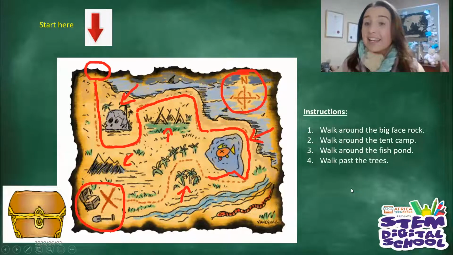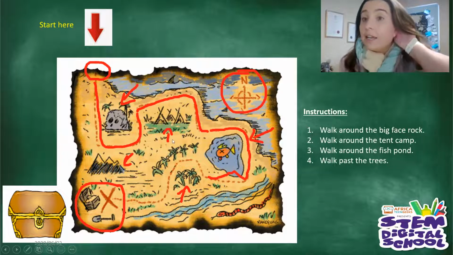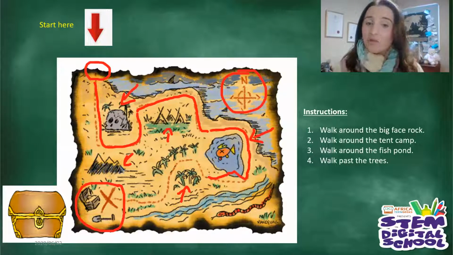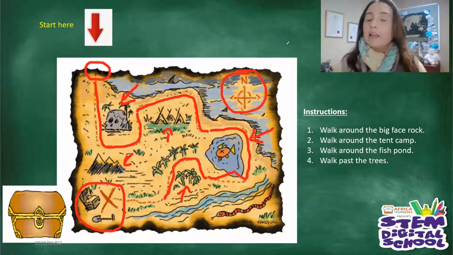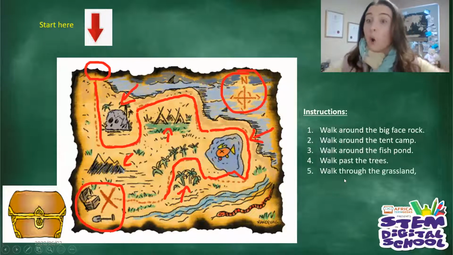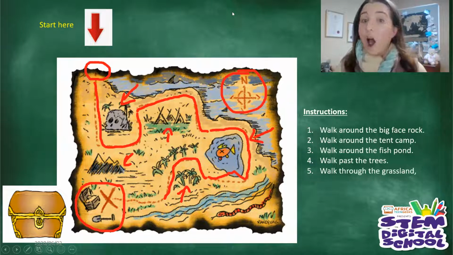Okay. Our next step is walk past the, what is this? It is walk past the trees. That is right. So then we go past the trees. There we go. Is there another step? I think there might be. Walk through the, we forgot this one, grassland.